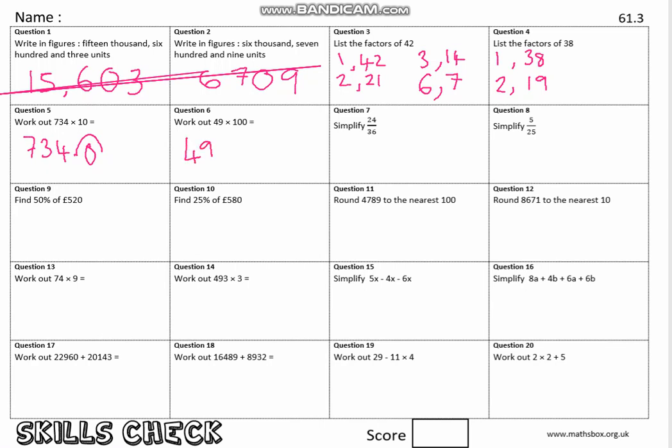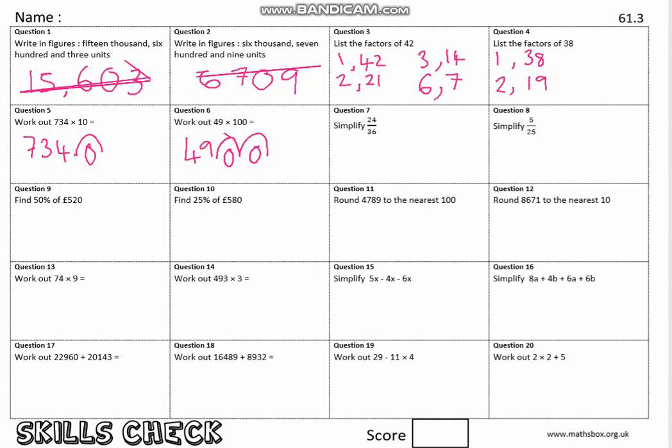Next one is 49 times 100. This time I've got to move my decimal point forward twice because I've got 2 zeros. So my answer should be 4,900, okay? So make sure that's what you've got. Okay, on to the next one then.